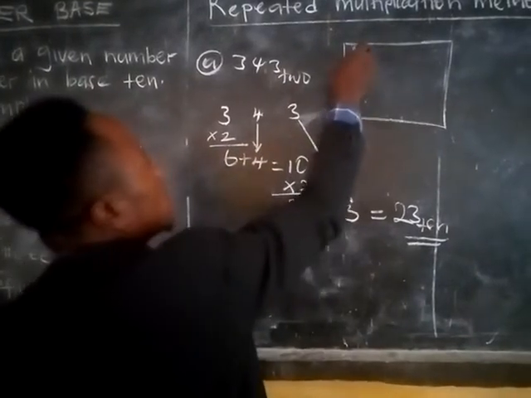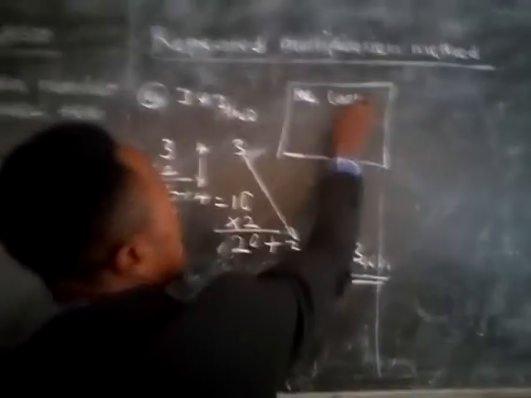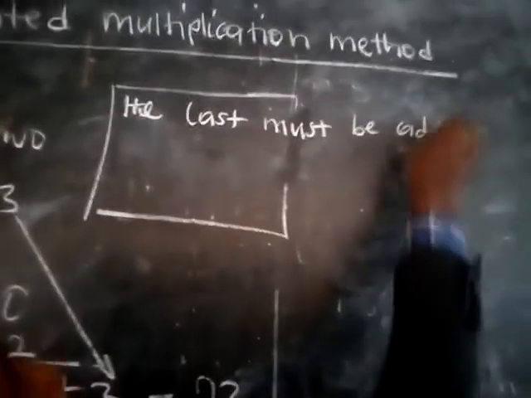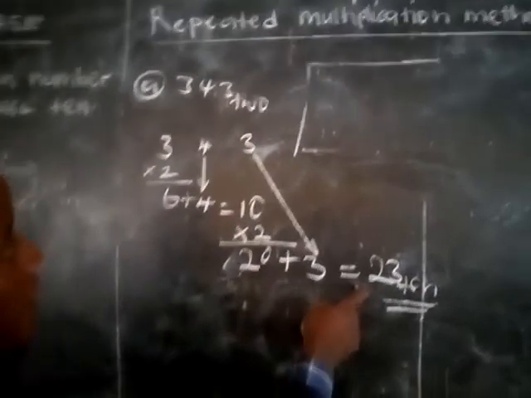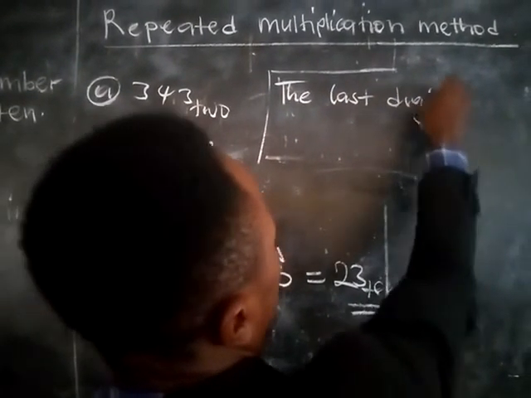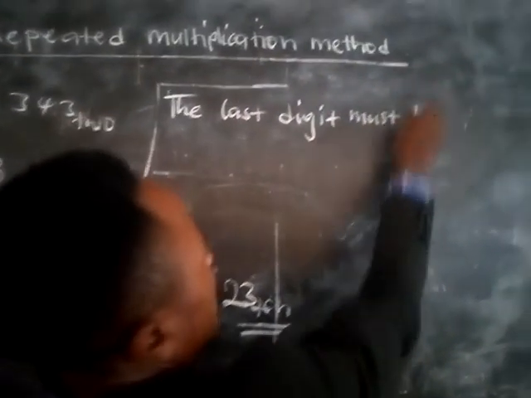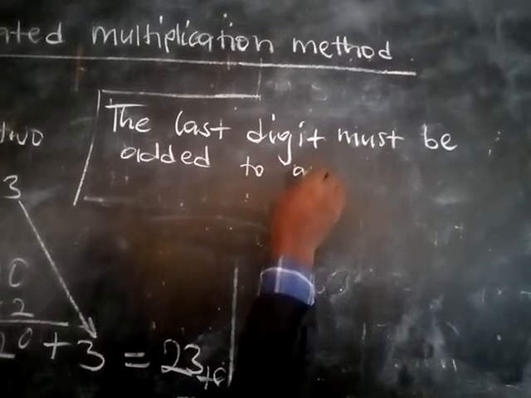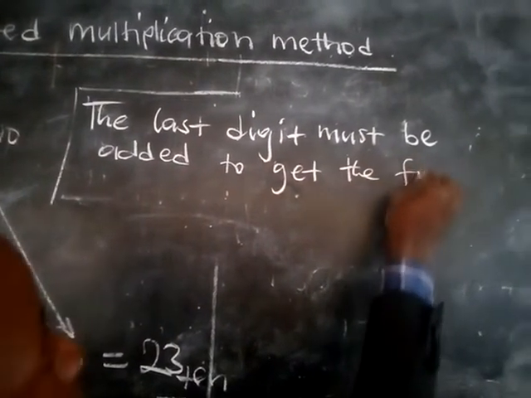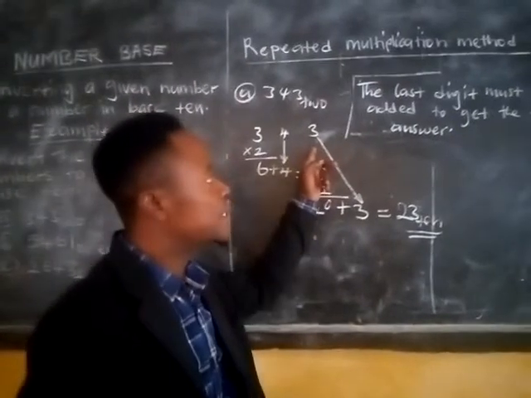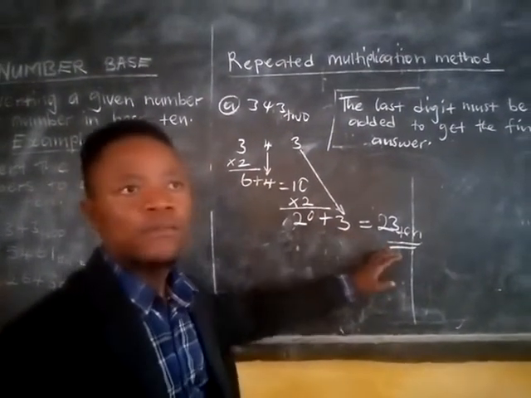Take note. The last digit must be added to get the final answer. So that is what you need to note: the last digit, if you are using repeated multiplication, must be added for you to get the final answer.